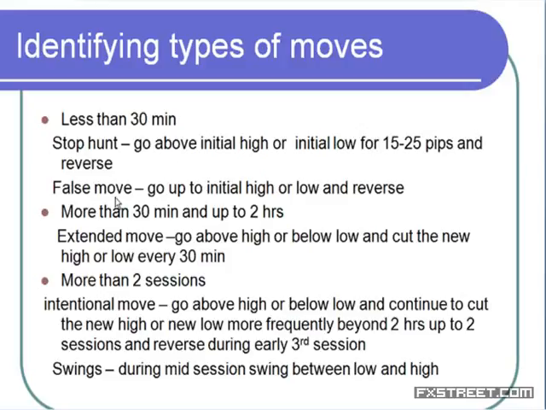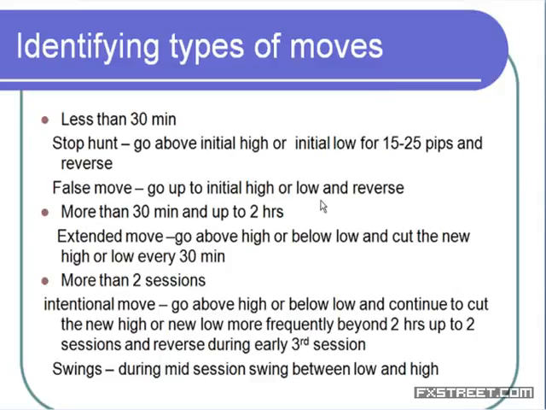Then the next type of move is a false move. What they do is, from the middle level they go up to the initial high and reverse without breaching the high. Or similarly, they go down to the initial low and reverse. That is called a false move.